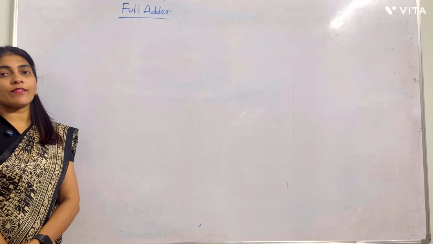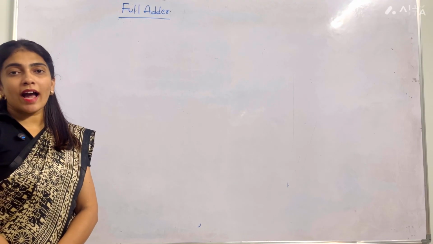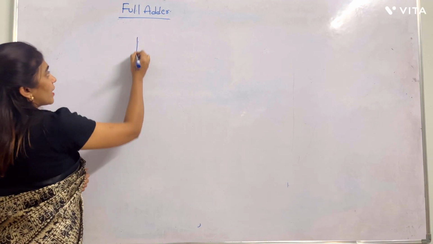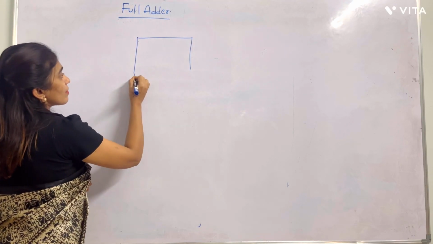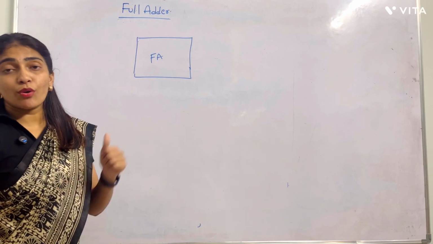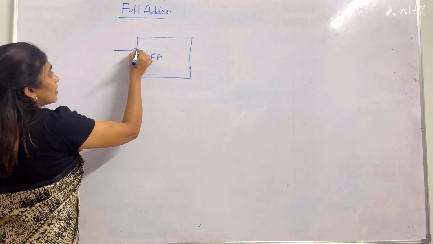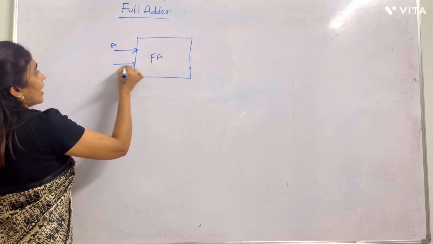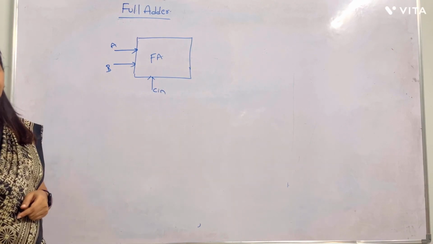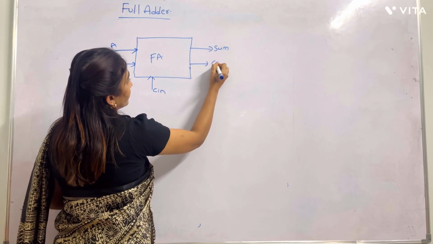Hello students, today our topic is full adder. Adder is a combinational circuit which is used to add two 1-bit binary numbers. In the previous session we discussed half adder, right? Here we are going to explain the full adder. In a full adder there are three inputs A, B and C, the initial carry, and two outputs, sum and carry.